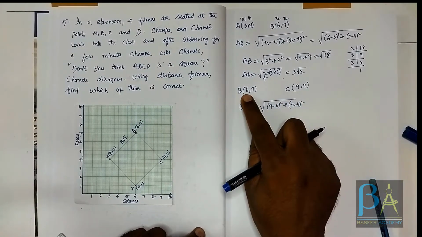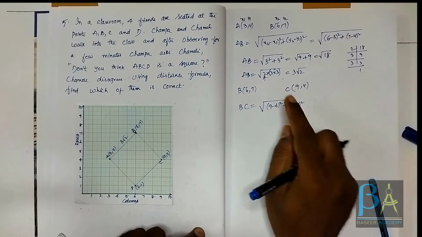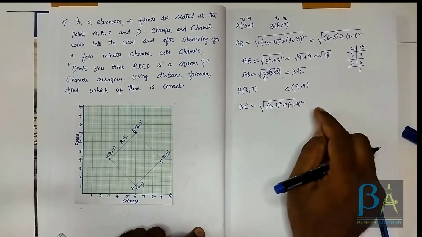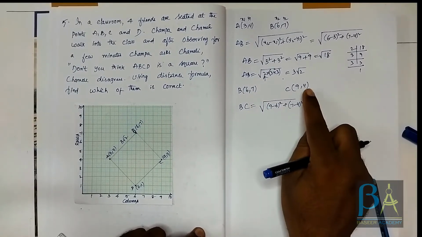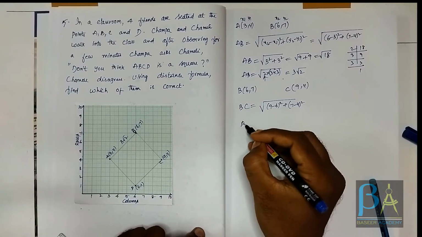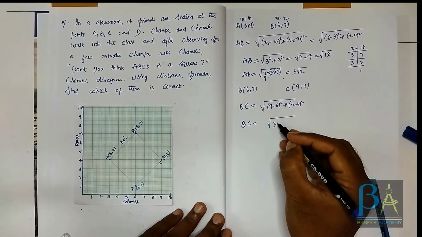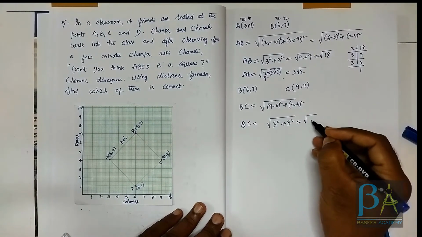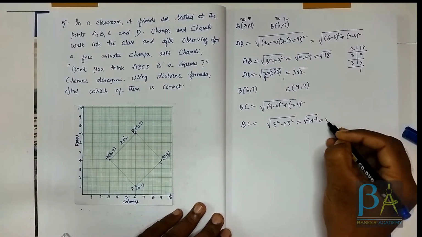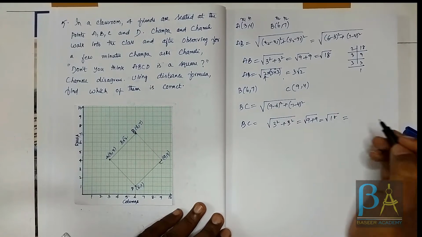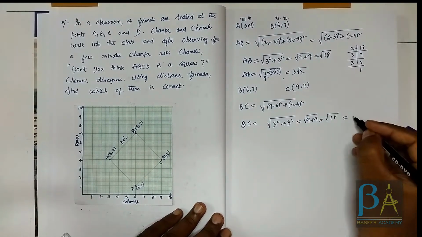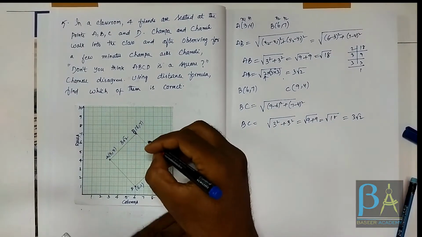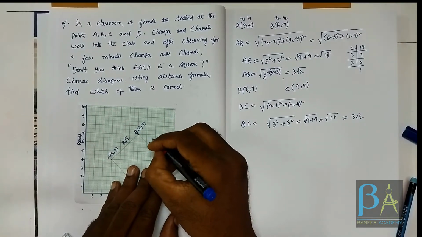I subtract the x coordinates from the bigger number, I always subtract the smaller number, and then I subtract the y coordinates from the bigger number, I subtract the smaller number. This is something that I personally do. 9 minus 6 is 3, square as it is. 7 minus 4 is 3, the square as it is. 3 square is 9, 3 square is 9, 9 plus 9 is 18, and again root 18 is nothing but 3 root 2. So BC also, we ended up getting as 3 root 2.